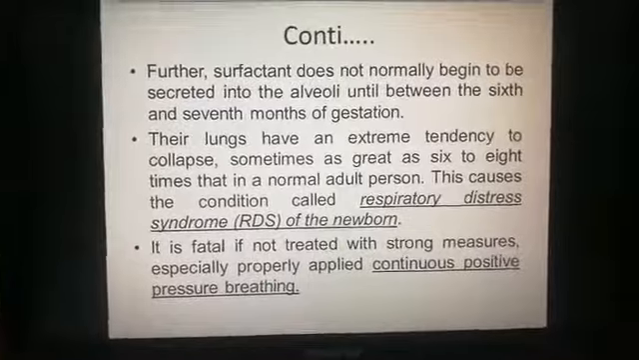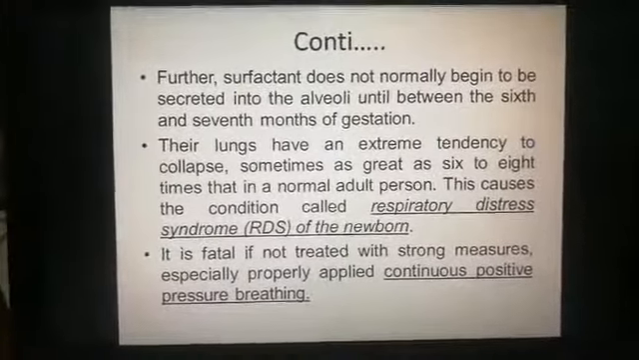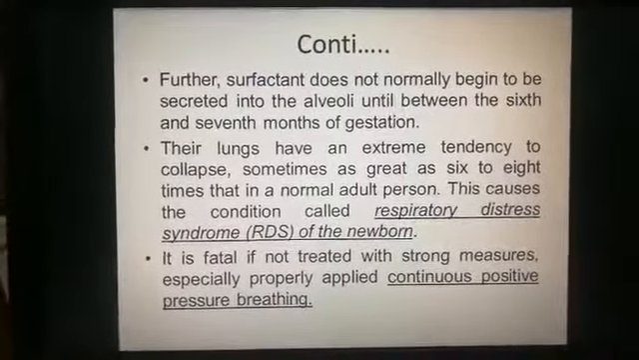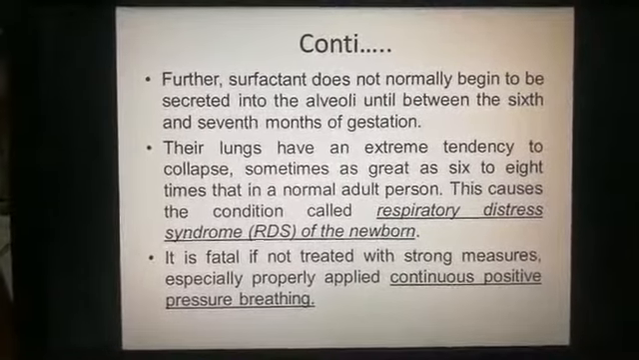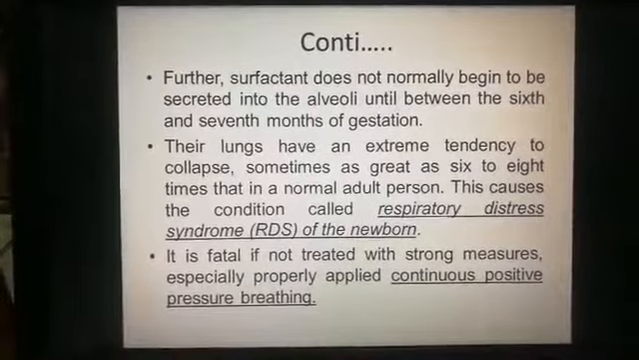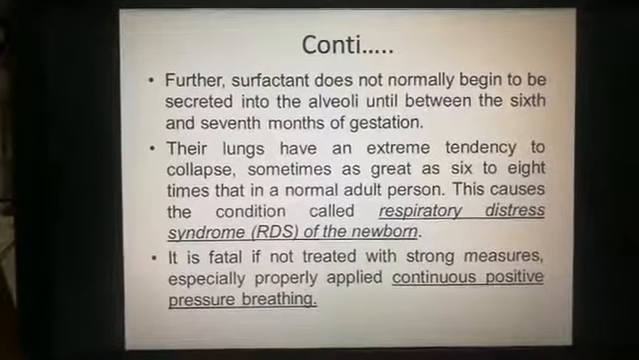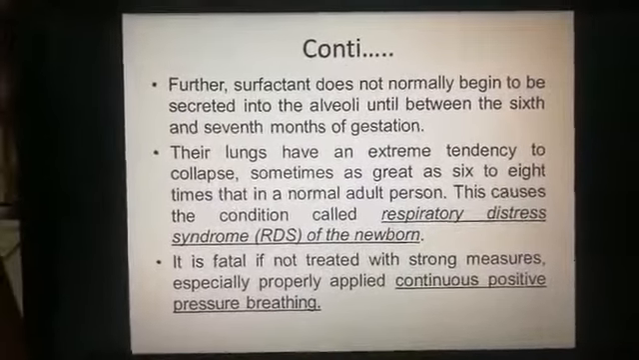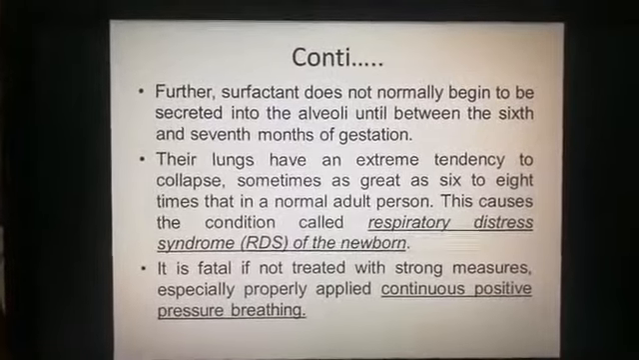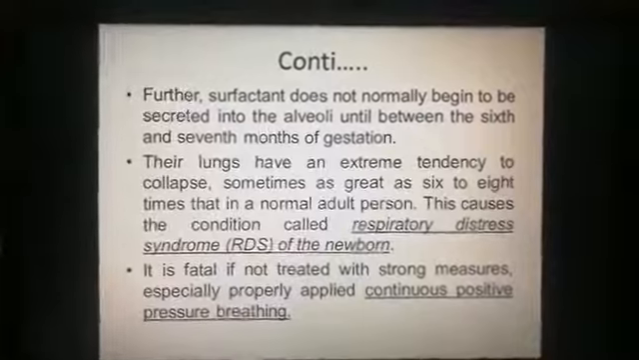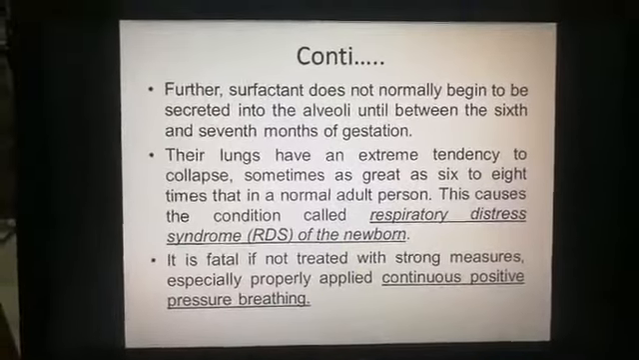So you can see here that respiratory distress syndrome is due to the decreased radius as well as the decreased production of surfactant, and both of these factors ultimately increase the surface tension effect and allow the lungs to collapse, which may cause the death of the newborn. Okay, so this is all about the mechanics of ventilation.